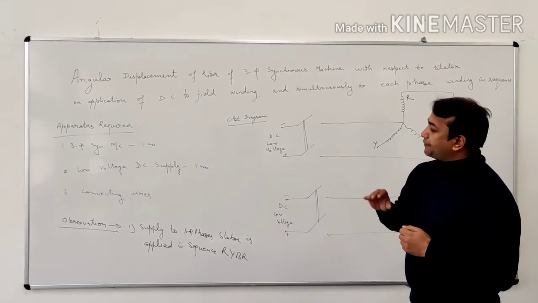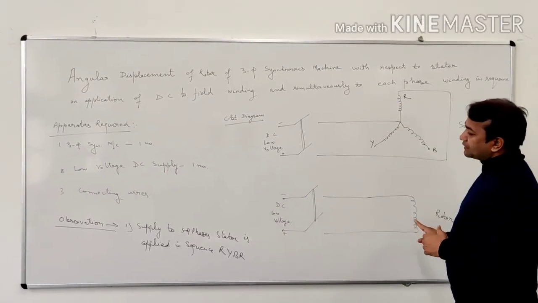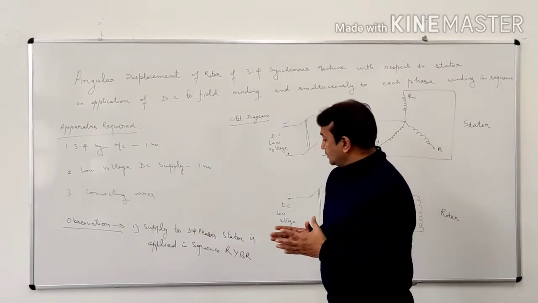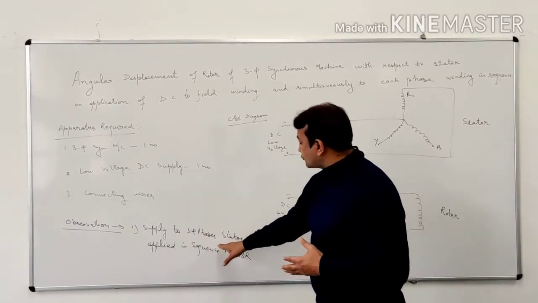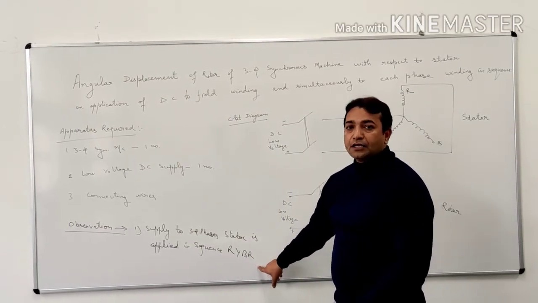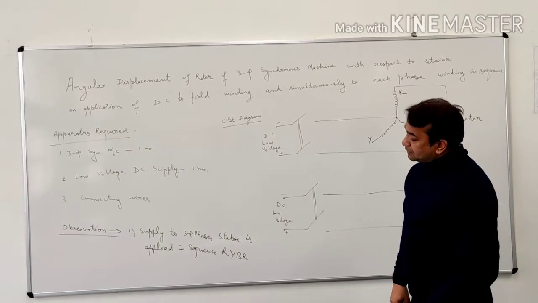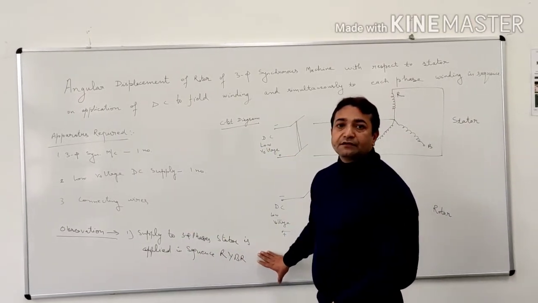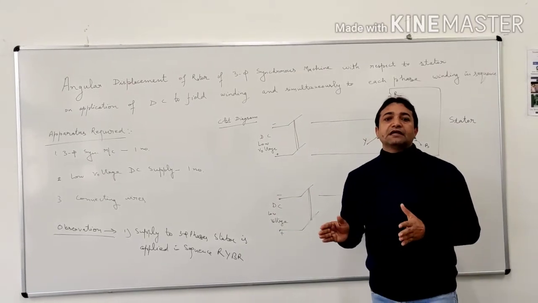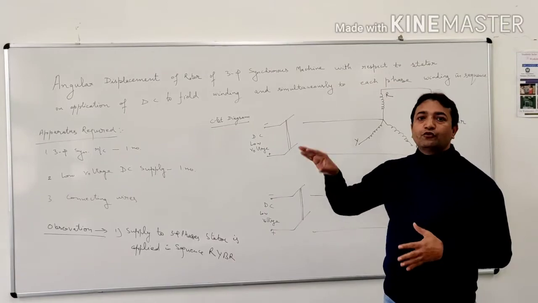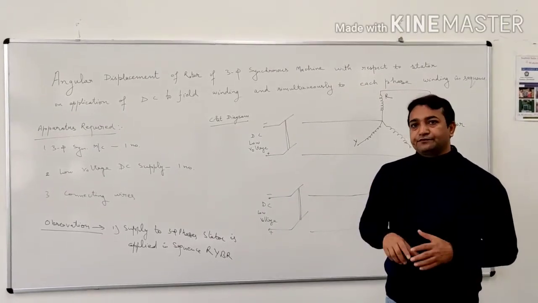This is the practical. After performing this completely, you can make some observations in the sequence R, Y, B, R. You can repeat the sequence R, B, Y, R as you wish and note it down in the observations. So now my friend Mr. Jagdeep will show you how it is actually performed on the machine.